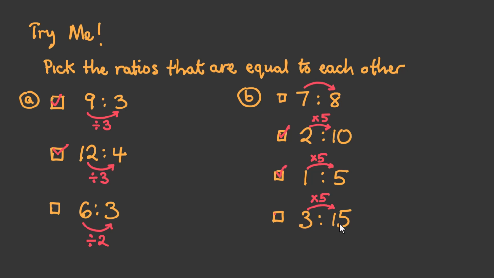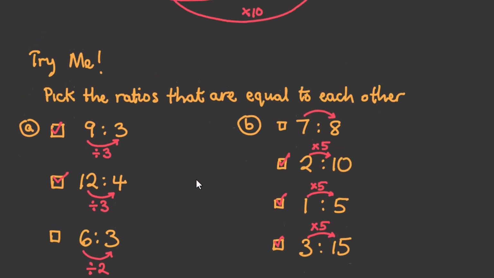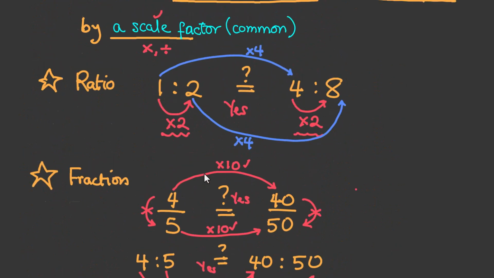So this is how we're able to analyze ratios based on their equivalencies by determining whether they have the same scale factors. I hope you found this really informative.